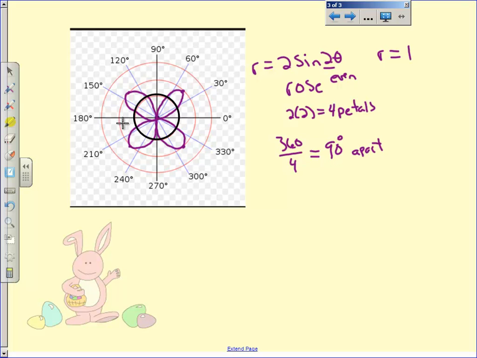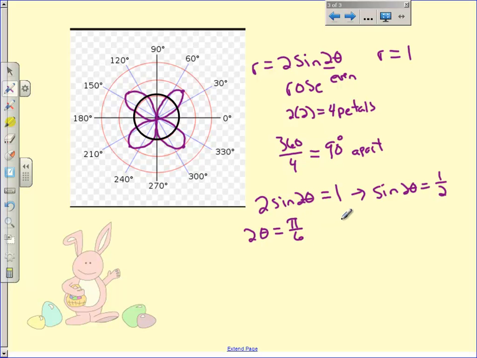So let's see if we can trust some algebra and trig. So I'm going to go back to how to solve this. You set 2 sine of 2 theta equal to 1. You set them equal to each other to find points of intersection. I'll divide by 2, which will tell me that sine of 2 theta is equal to 1/2. And then I have to think, what angle is sine equal to 1/2? And that would be at pi over 6 and also at 5 pi over 6.